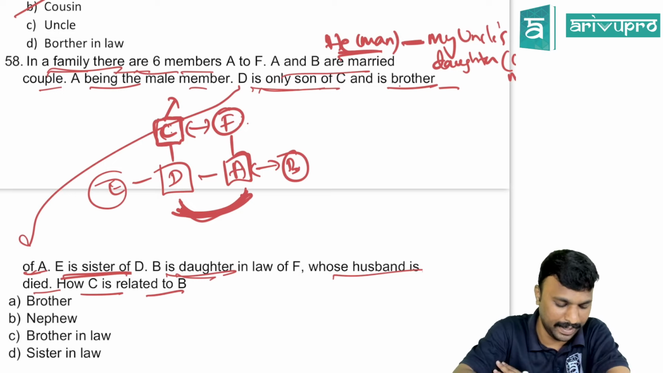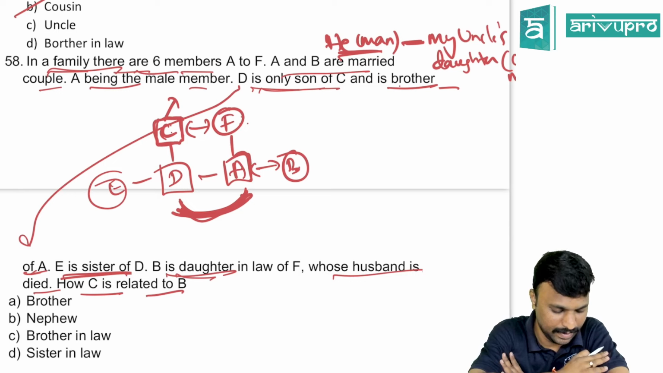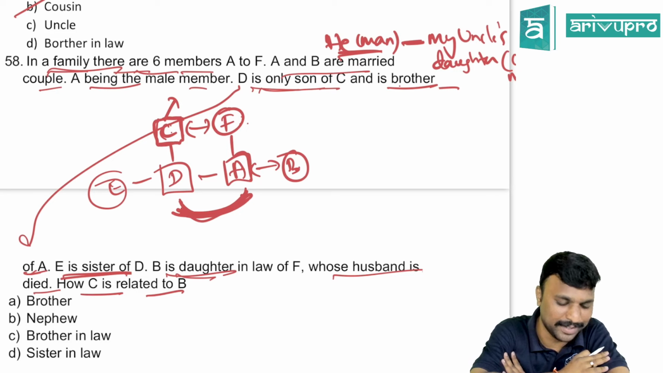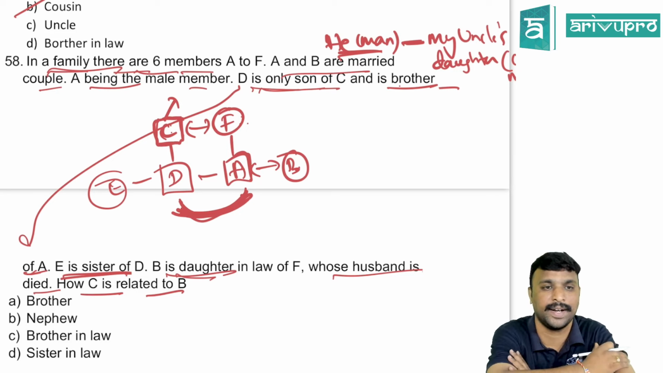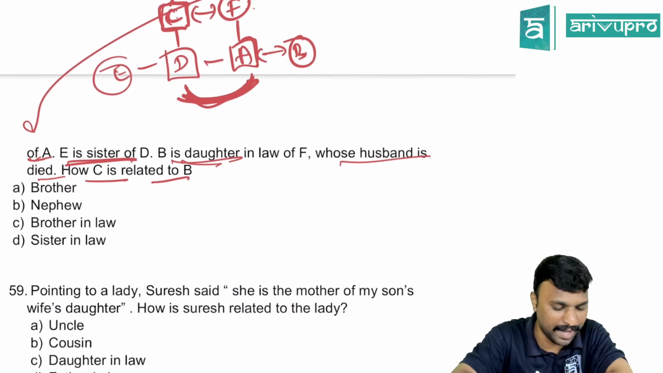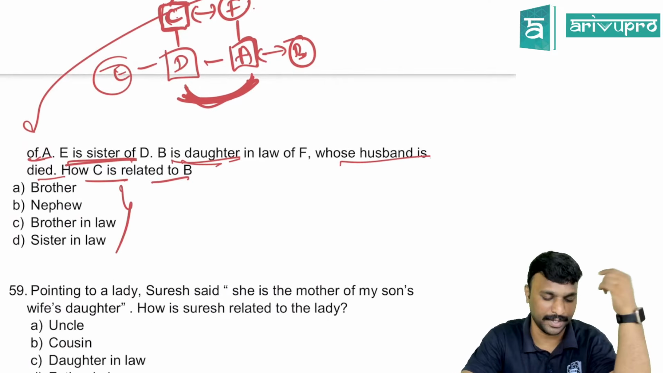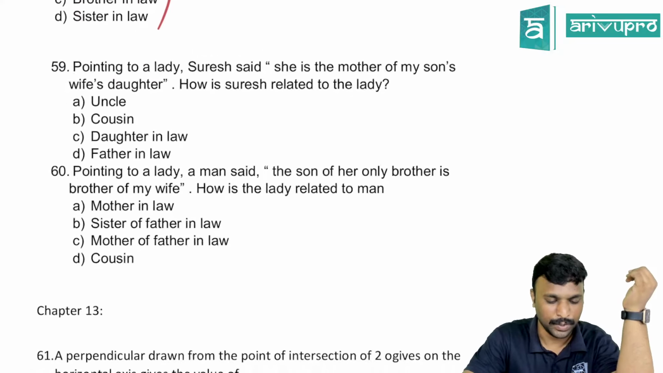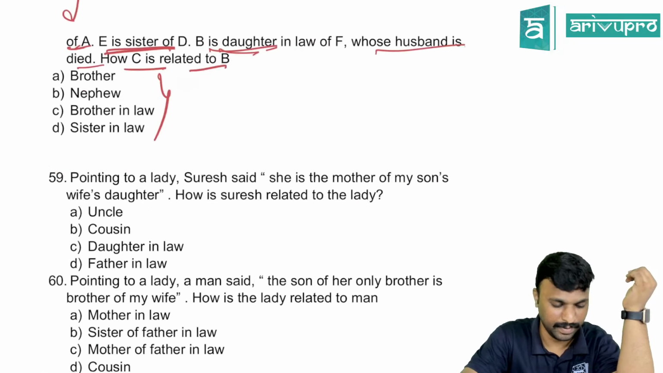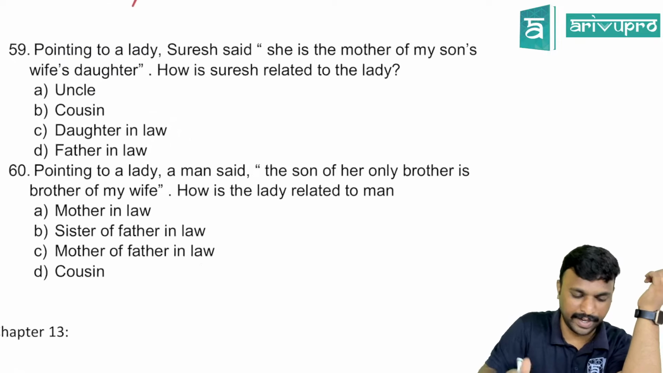So there is no relation actually. Correct. There is no blood relation between C and B over here. So even the options don't match. Guys, there's a mistake in the question. Right. So please comment on this. Right. Guys, look at the next question, 59.